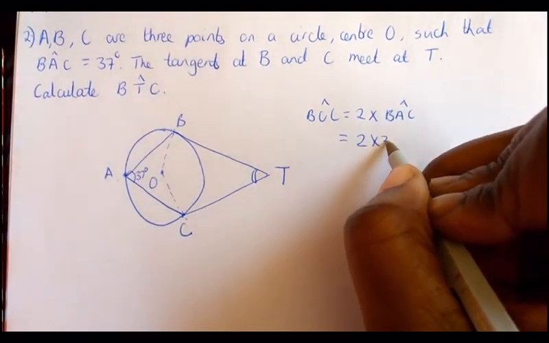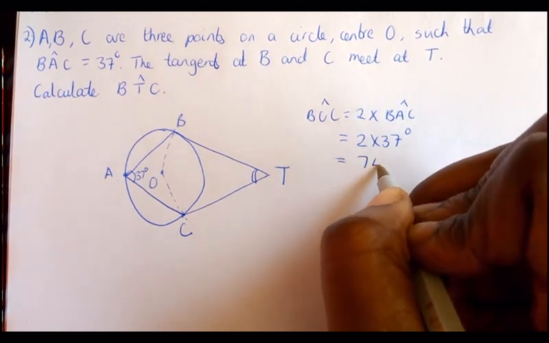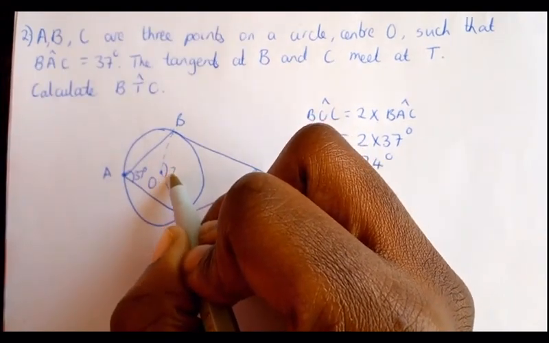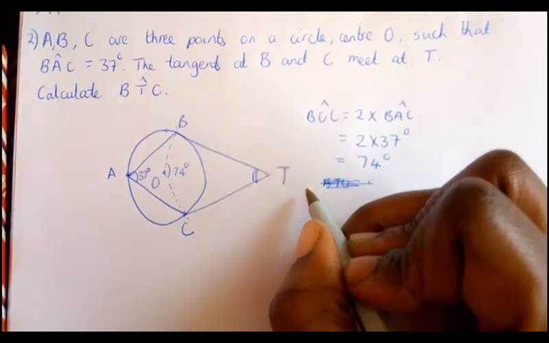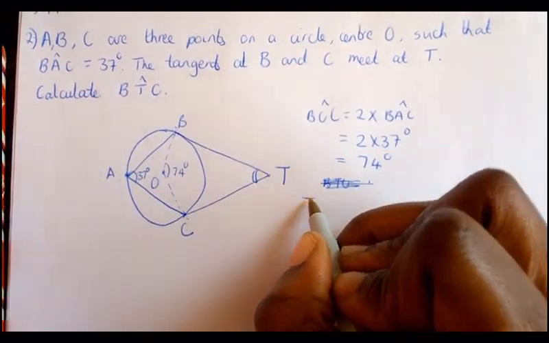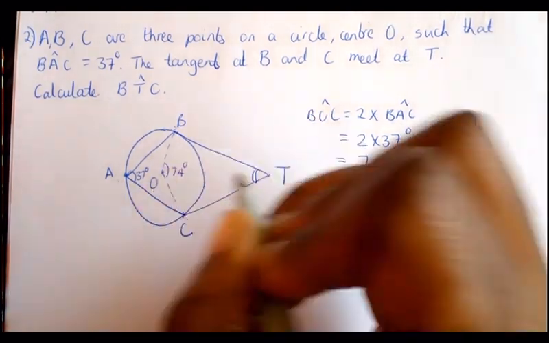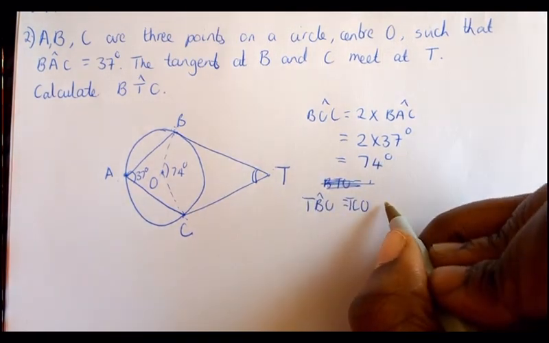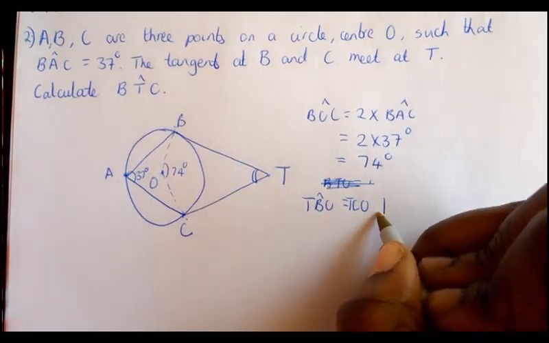2 times 37 degrees. So this is equal to 74 degrees. We now have this angle. This is 74 degrees. We also know that angle TBO is equal to angle TCO.